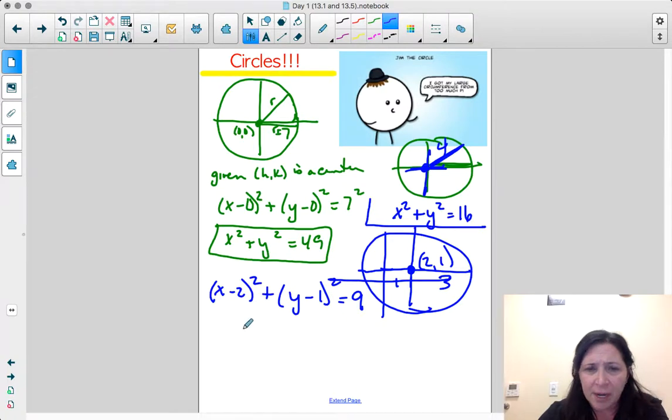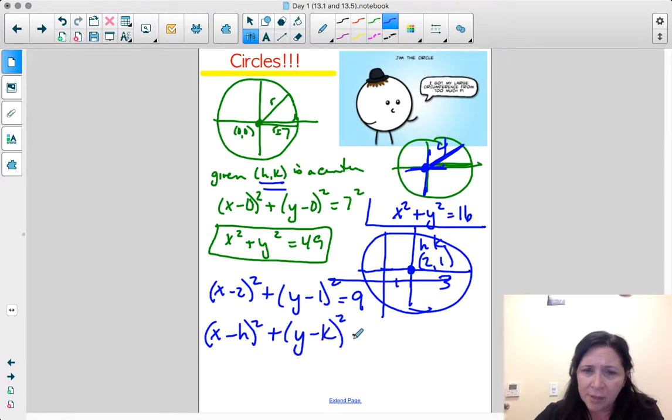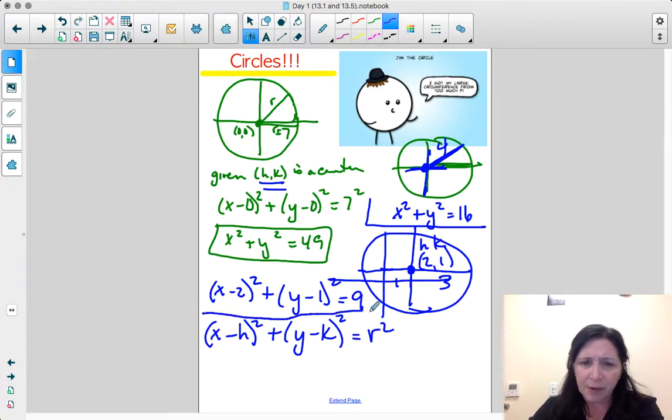Now this right here comes from this formula, given that hk is my center, and here's hk, that you would have x minus h quantity squared plus y minus k quantity squared is equal to my radius squared. So this right here is the standard formula for my circle.